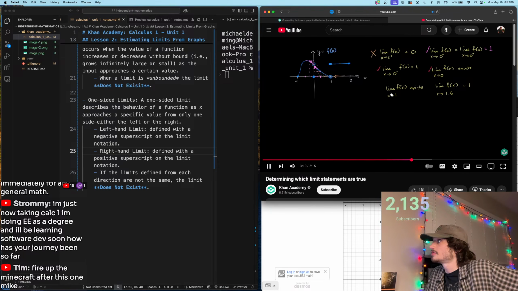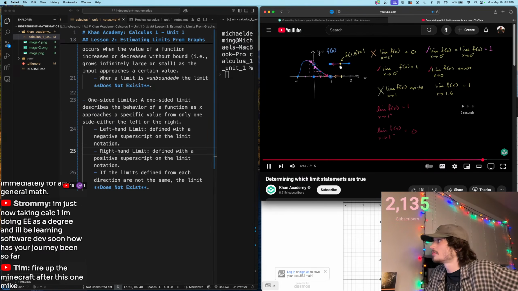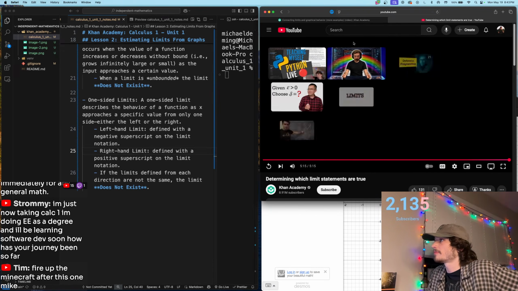That one's true. Now, the limit of f of x as x approaches 1 exists. That is false. The limit is a little bit more than 1. It seems like we're getting f of x values different than 1. So the limit of f of x is equal to 1 as x approaches 1.5. So as x approaches 1.5, we're equal to 1. That is true. Perfect.